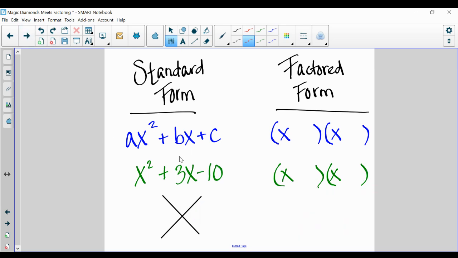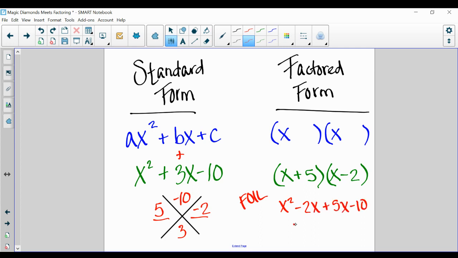Let's do another one. So remember, the B is your sum, so 3 goes on the bottom, and C is your product, which negative 10 is going to go on the top. So I'm going to have 2 numbers here. This is going to end up being 5, and this is going to be negative 2. So when I fill it in, I'm going to have x plus 5 and x minus 2. Again, we could FOIL to double check, and I would get x squared minus 2x plus 5x minus 10, which ends up as x squared plus 3x minus 10.